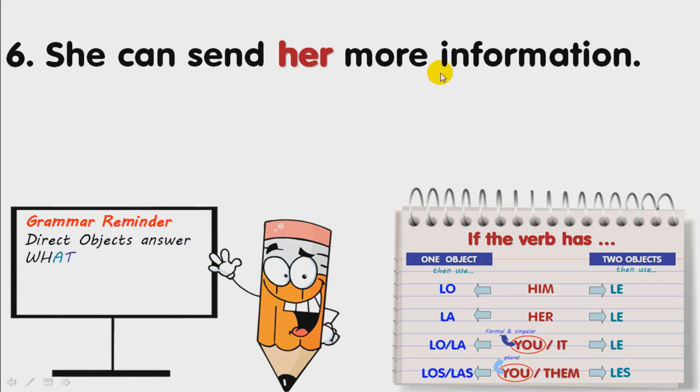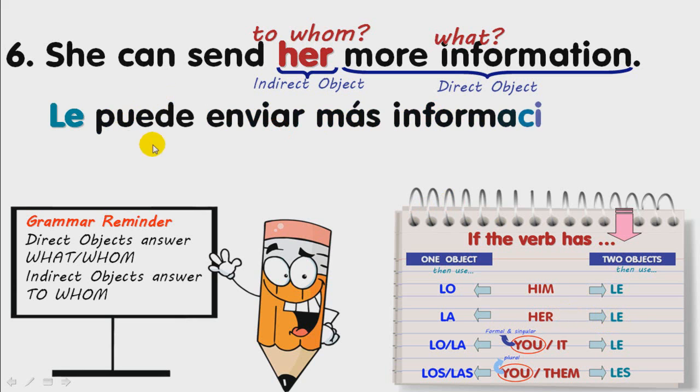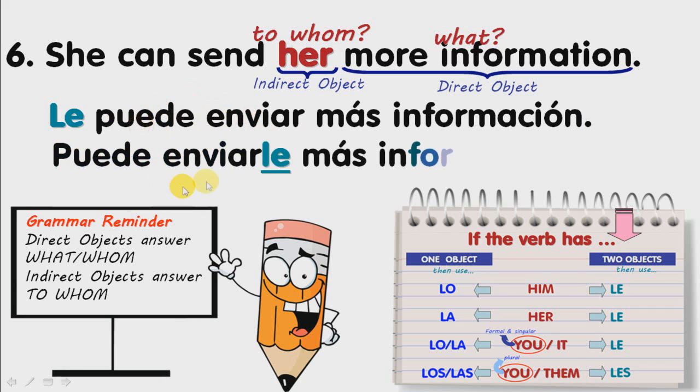She can send her more information. How many objects do we have? One, two. For that reason, we are going to choose one of the objects on this column. So her, the translation of her would be le. Le puede enviar más información. And as we have two verbs, we also have two options. Puede enviarle más información.